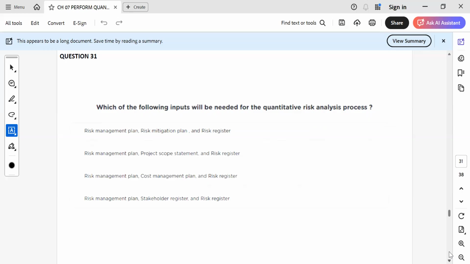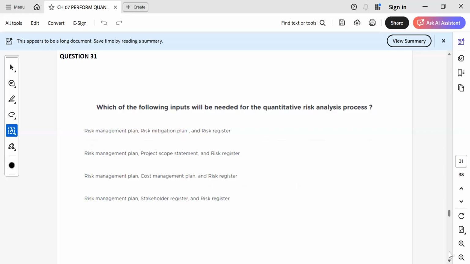Okay. And why not risk mitigation plan? Because risk mitigation plan can be a subset. No, sir, it is not a standalone plan. No, risk mitigation plan will be developed after doing quantitative risk analysis. He is asking you the input of quantitative risk analysis. Okay. So this is okay. Why not scope statement? Why not project scope statement?